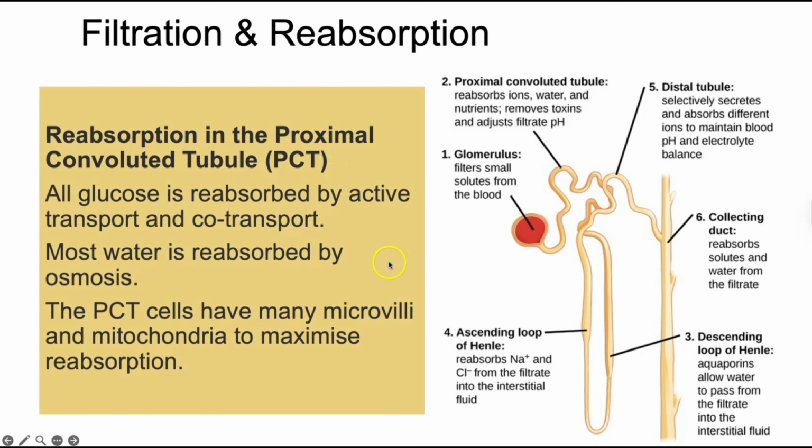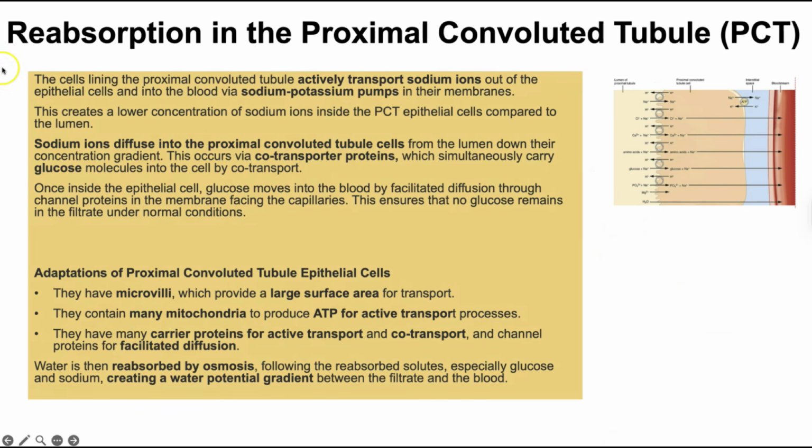Then we have the selective reabsorption. So all glucose is reabsorbed by active and co-transport, and most water is reabsorbed by osmosis at this stage. The proximal convoluted tubule, which it says PCT here, do not abbreviate that in the exam. It is not an accepted abbreviation. The proximal convoluted tubule cells have many microvilli and mitochondria to maximize this active transport and co-transport.